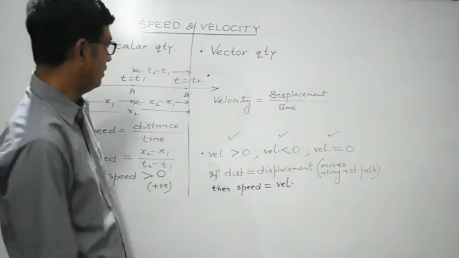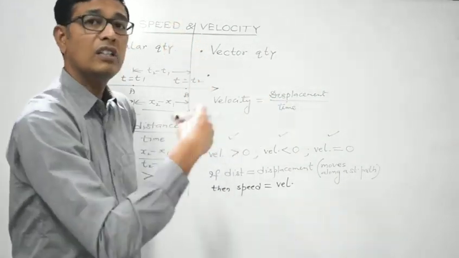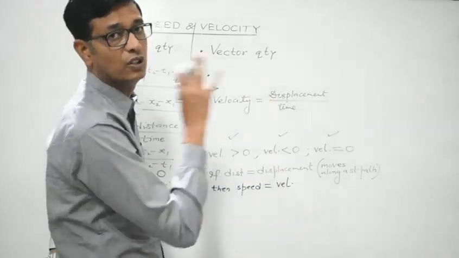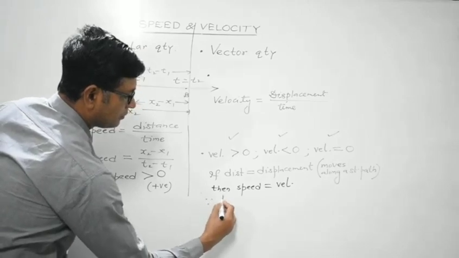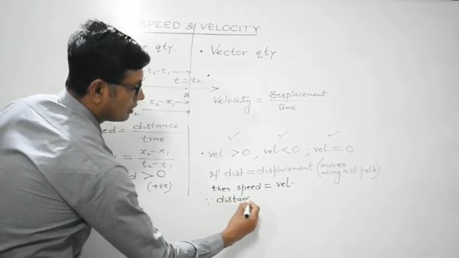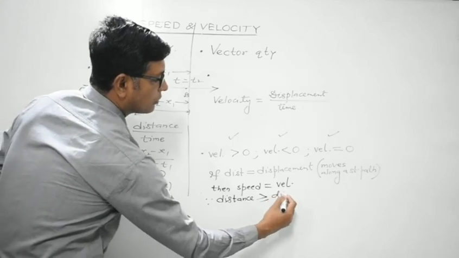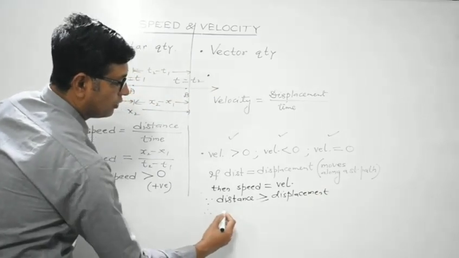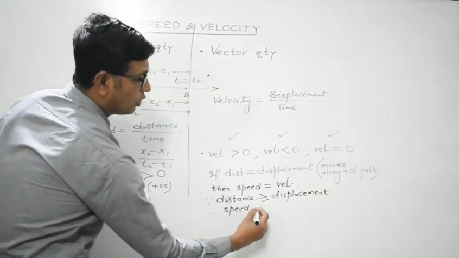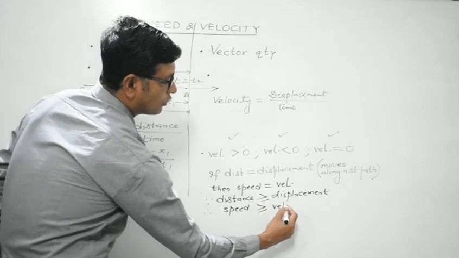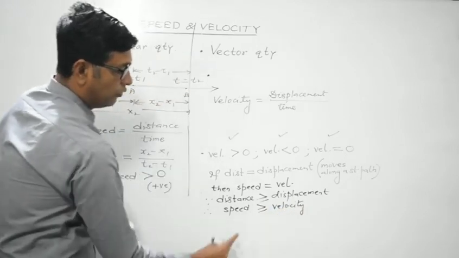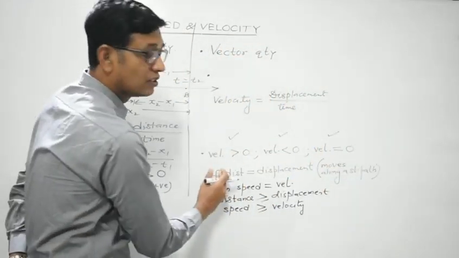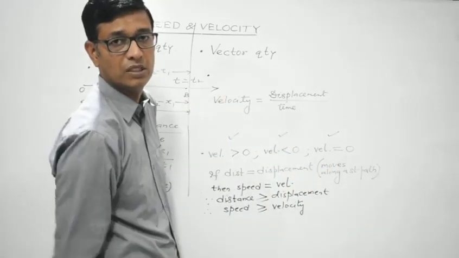And also we are aware distance is always greater than or equal to displacement. Similarly, speed of a body should be greater than or equal to its velocity. That is, since distance is greater than or equal to its displacement of the body, therefore, speed must be also greater than or equal to the velocity of the body. When these two will become equal? When the body moves along a straight path. That is when the distance of the body is equal to the displacement covered by the body.